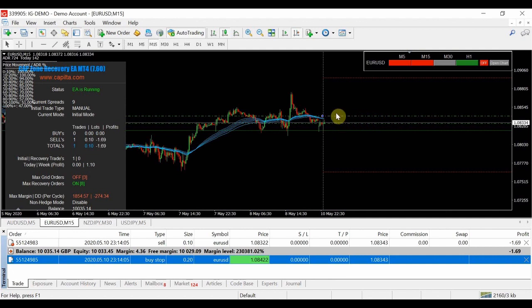So between these two lines is my zone recovery box, and we're looking for price to break out 10 points, well, to break down on either side, preferably the downside. But because this is a general demo, I really want it to kick off the recovery trades, as I mentioned previously.